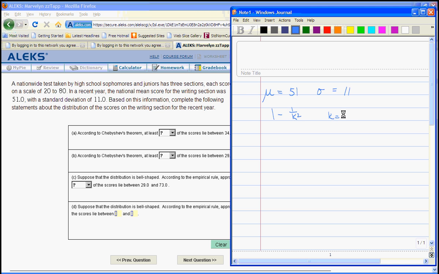Well, k is the number of standard deviations away from the mean. And in the Chebyshev's formula, it has to be greater than 1. So if it's just 1, it doesn't work for Chebyshev's. Okay, so our job in part A is to first find how far away the values are from the mean.